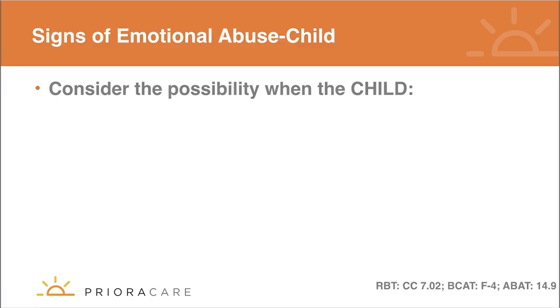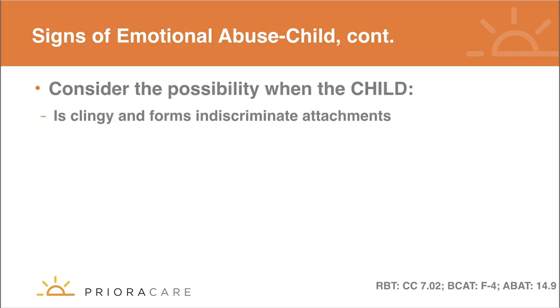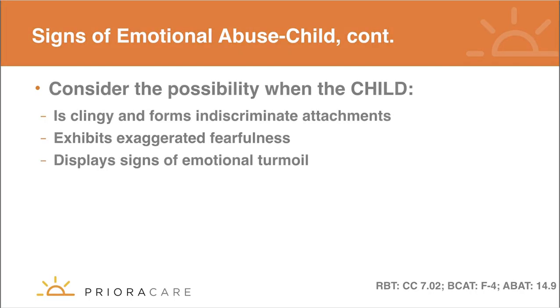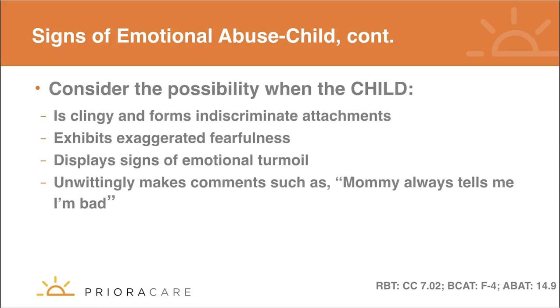In general, you should consider the possibility that a child has been emotionally abused when the child is clingy and forms indiscriminate attachments, exhibits exaggerated fearfulness, displays signs of emotional turmoil, or unwittingly makes comments such as, "Mommy always tells me I'm bad."